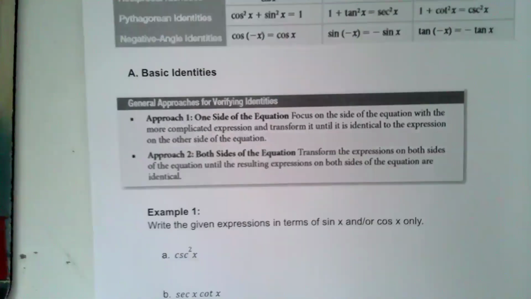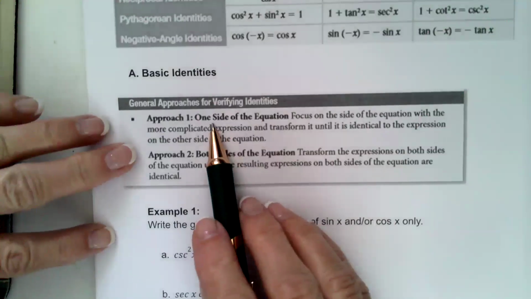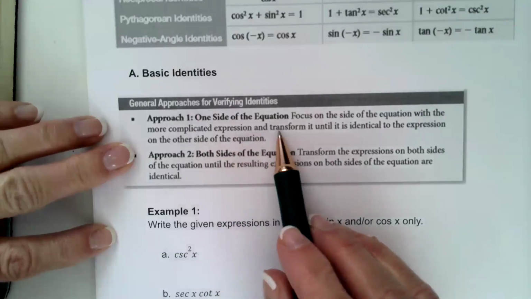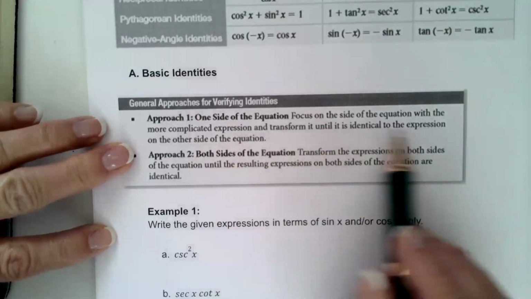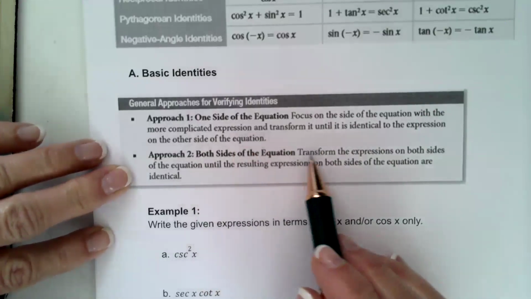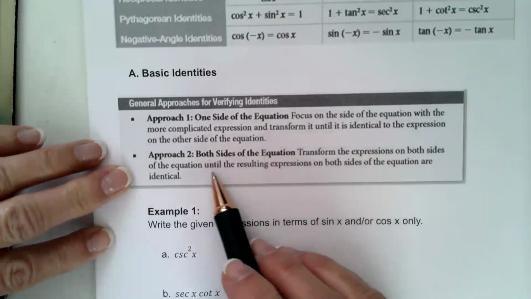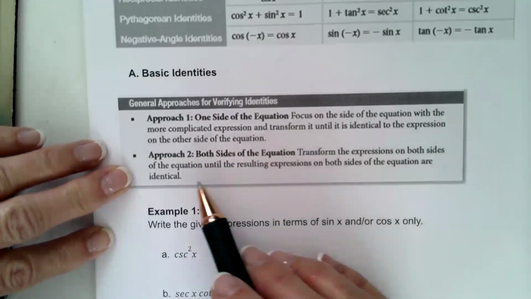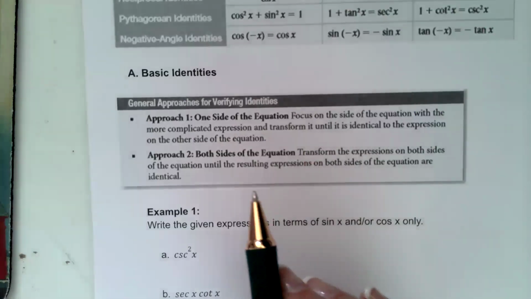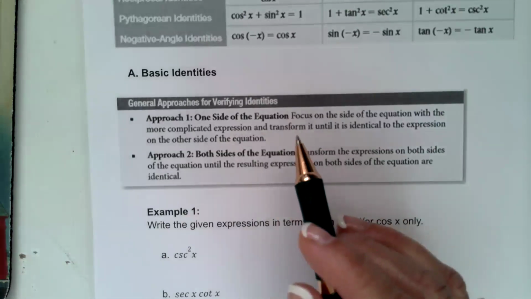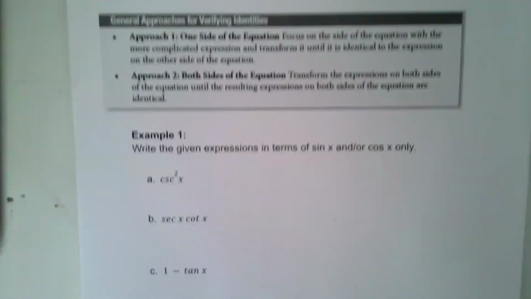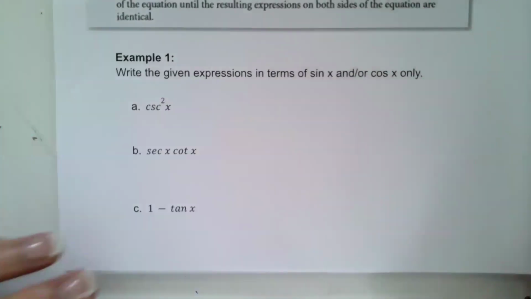So there's two general approaches that you can do. One is to focus on the side of the equation with the more complicated expression and transform it until it is identical to the expression on the other side. The second approach is to transform the expressions on both sides of the equation until the resulting expressions on both sides of the equation are identical. So sometimes you'll kind of see an idea and be able to go with one approach, and sometimes the other approach might work. So I'm just going to go through how I might think of these, but you might think of other ways to prove them.